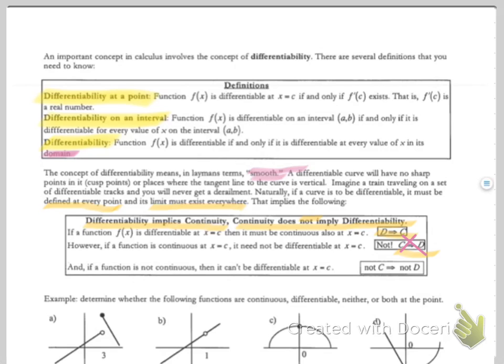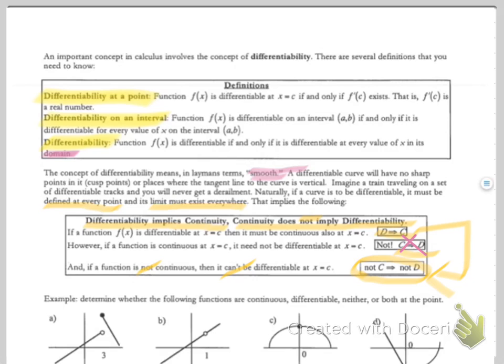Does anybody remember what this is called? We just negated. We took our original if d then c, and we flipped it around. We found the inverse, but we negated: not c then not d. That, my friends, is called the contrapositive, if you remember.